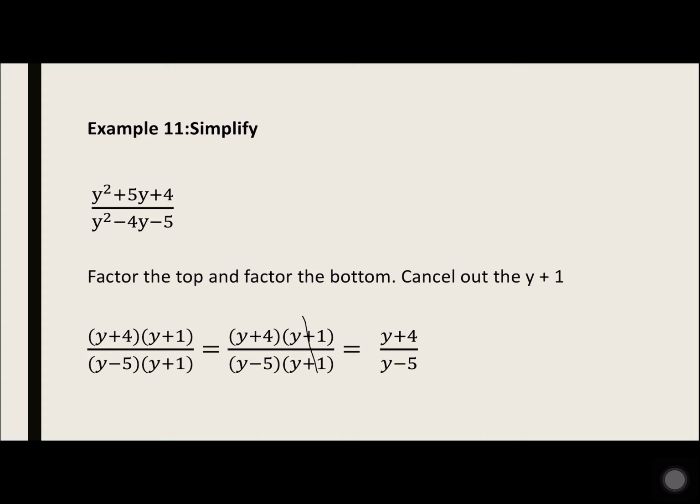Example 11, simplify. Y squared plus 5y plus 4 divided by y squared minus 4y minus 5. Factor the top and factor the bottom. Cancel out the y plus 1. So the top becomes y plus 4 times y plus 1. The bottom is y minus 5, y plus 1. Divide out the y plus 1's. We have y plus 4 divided by y minus 5. That's the end.